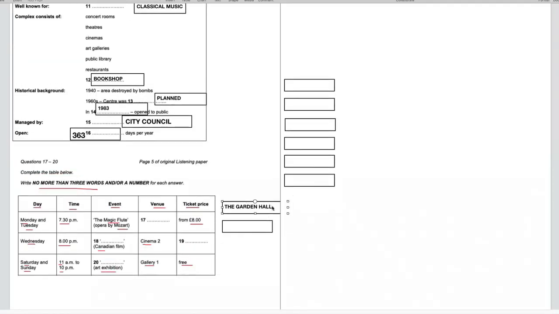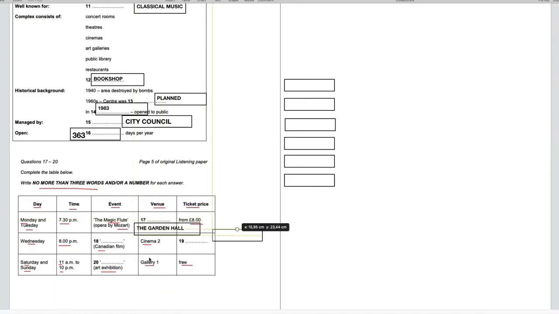For those more interested in the cinema, you might like to see the new Canadian film, which is showing on Wednesday evening at 8 p.m. in Cinema 2. And that's called 3 Lives. It's had fantastic reviews, and tickets cost just £4.50, which is a reduction on the usual price of £5.50. So it's really good value, especially for such a great movie.